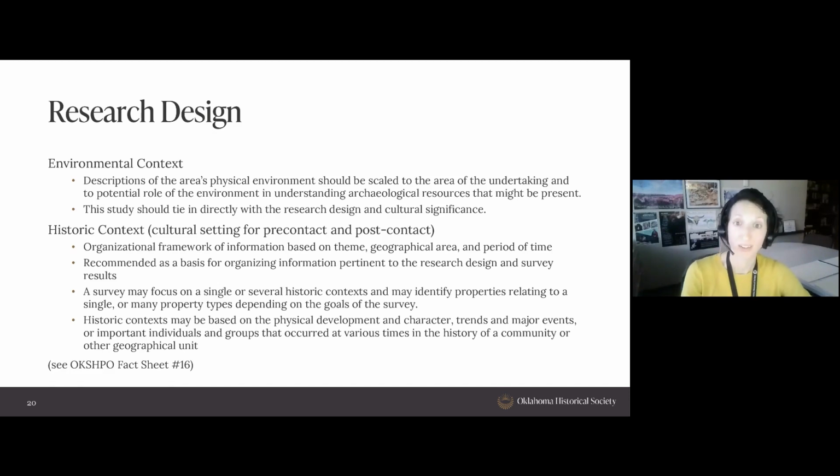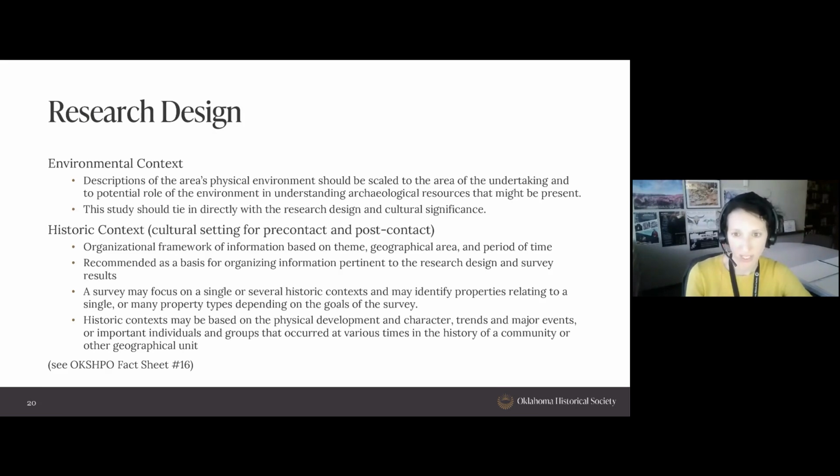You also need an environmental context and a historic context. The environmental context provides descriptions of the area's physical environment, and these are scaled to the area of the undertaking and the potential role of the environment in understanding archaeological resources that may be present there. The study should tie in directly with the research design and cultural significance. It's all connected. Make sure you show that it's all connected.